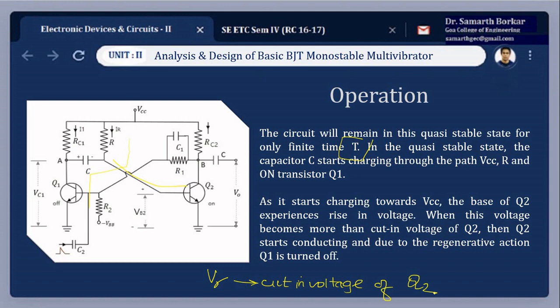So thus the circuit returns back to its stable state. Now, which is the stable state? The stable state is the one wherein the transistor Q1 is off and Q2 is on. The circuit remains in the stable state till the next triggering pulse occurs. Now, we can write the duration for which it remains on as T equals 0.693 into RC. This R and C correspond to the resistance and the capacitor which are connected to the base of transistor Q2. In the next slide, we are going to derive this equation.